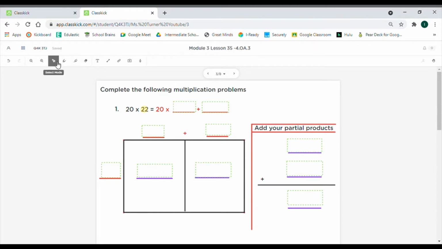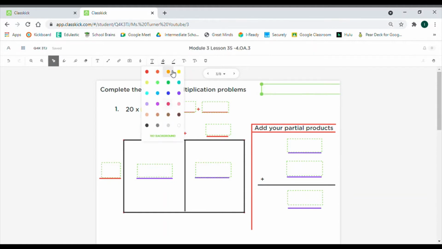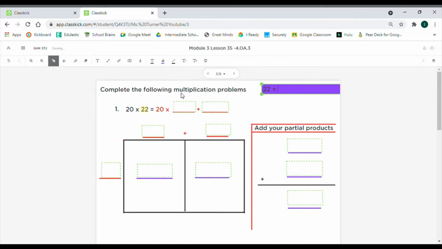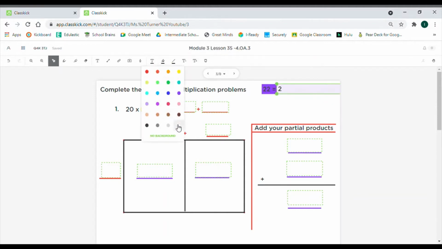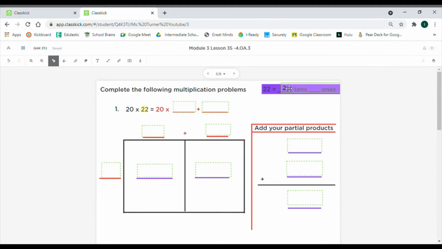And the way I'm going to decompose my numbers today, y'all, is using place value. So I'm going to ask myself, how many tens are in the number 22? We can actually go ahead and make a note to ourselves at the top. Let's go ahead and make it a different color. So 22 equals blank tens, blank ones. How many tens are in the number 22? What number's in the tens place? Absolutely, 2 tens. If I have 2 tens in the number 22, how many ones do I have? Yeah, I have 2 ones.